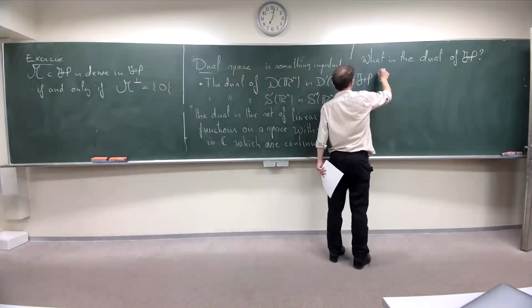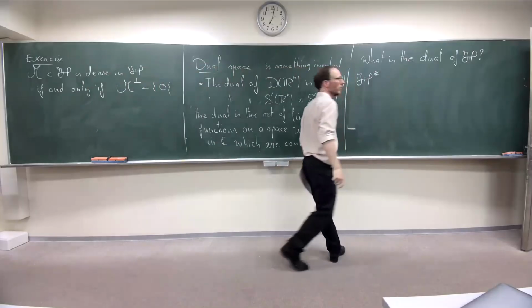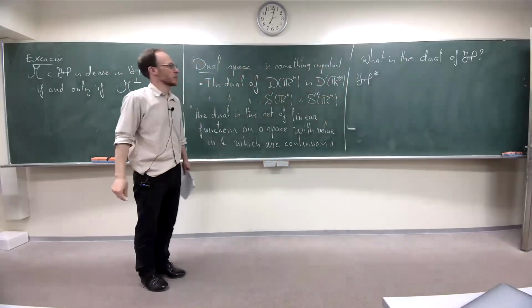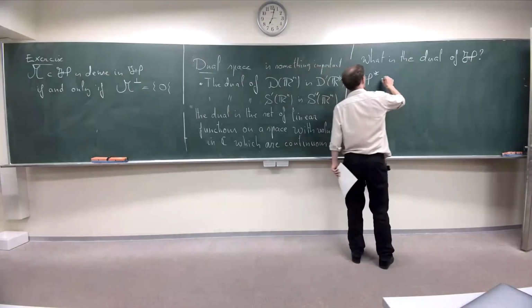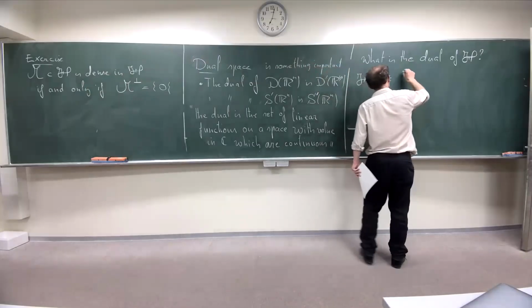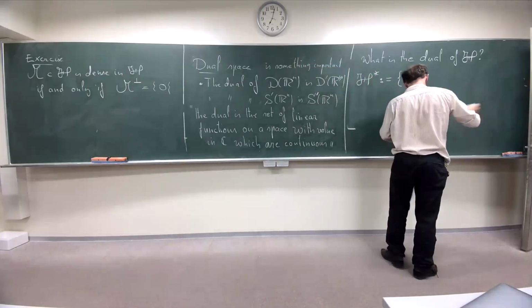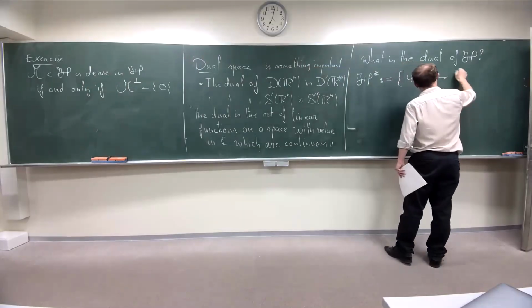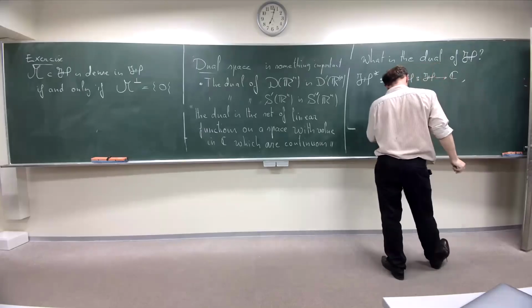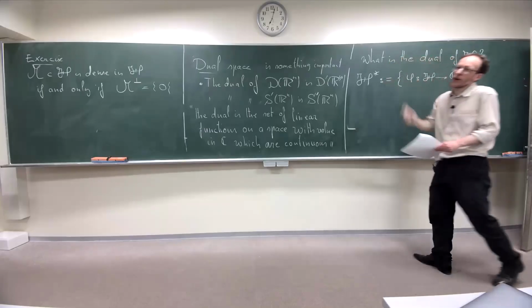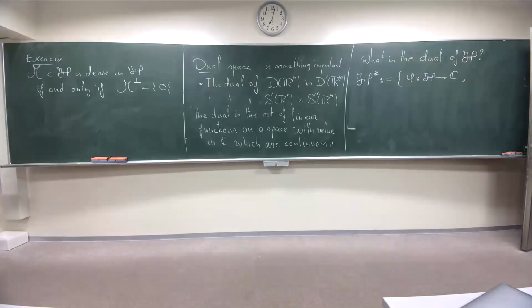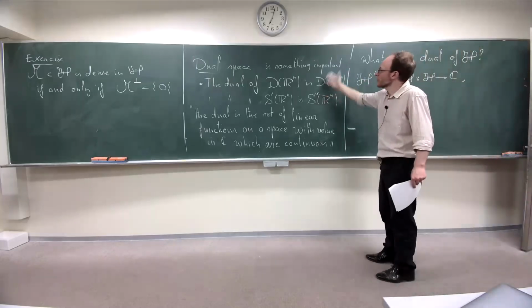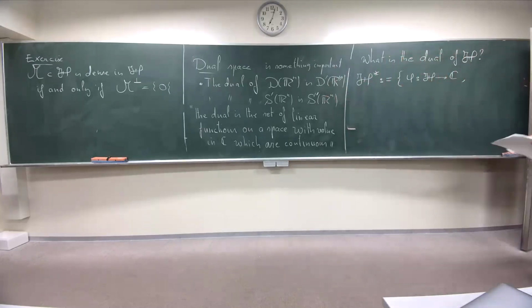It's not a prime, it's a star. This is the usual notation. Let me give you the definition. It is a set of functions phi from H to C. I said usually we use star for this one. This is a convention. I could use prime, but usually we say H star.